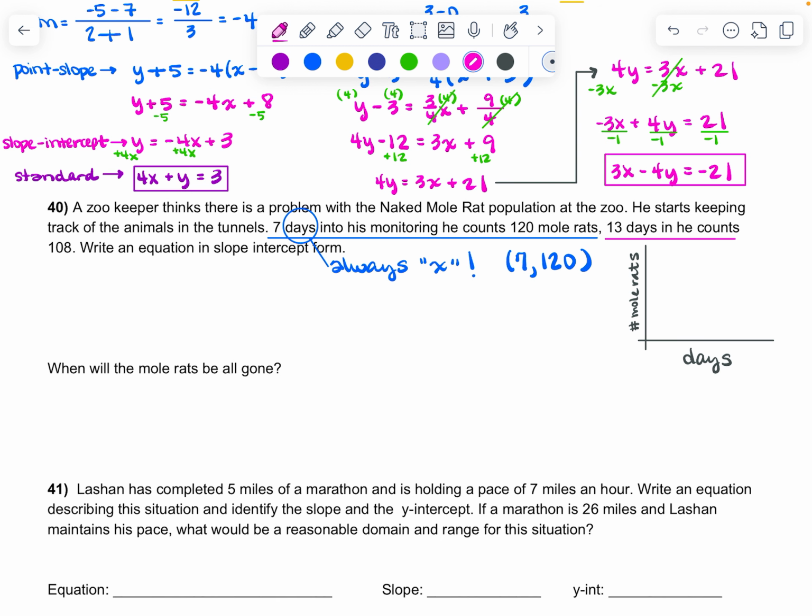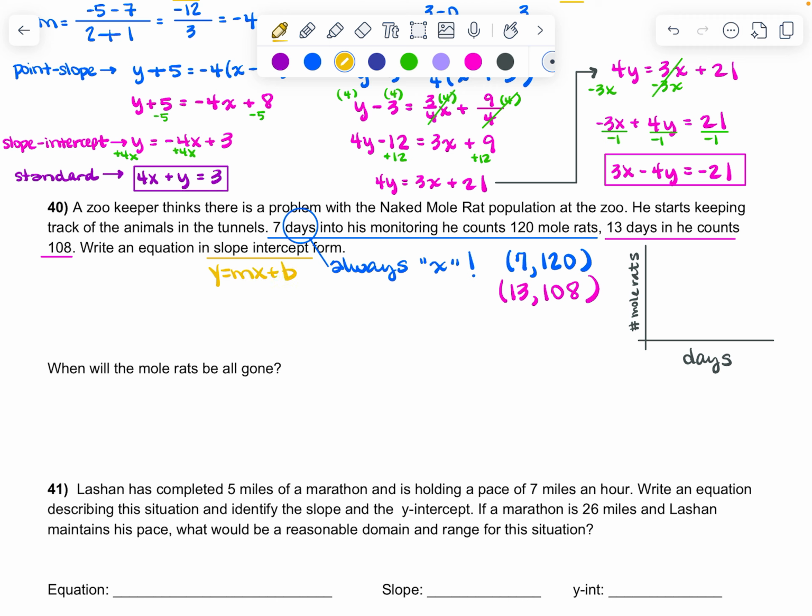Let's see. And then it says 13 days in, he counts 108. Well, that's giving us the point 13, 108. So clearly the population is decreasing, right? Because we can see as more time has gone by, there's less of them. All right, so then the problem says write an equation in slope-intercept form.